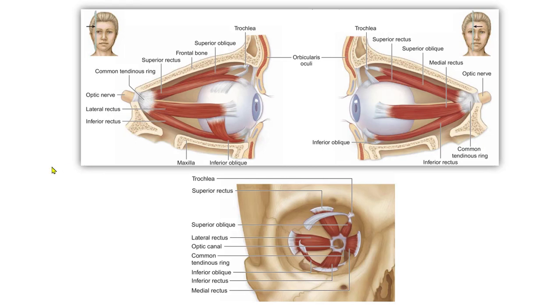The 4 recti muscles, lateral, medial, superior and inferior, originate from a common tendinous ring. The common tendinous ring encloses the optic canal and middle part of the superior orbital fissure. Each of these 4 muscles passes into the orbit and inserts into the sclera of the eyeball a few millimeters posterior to the cornea in the position indicated by their names. These muscles function to pull the eyeball in the direction of the muscle insertion.